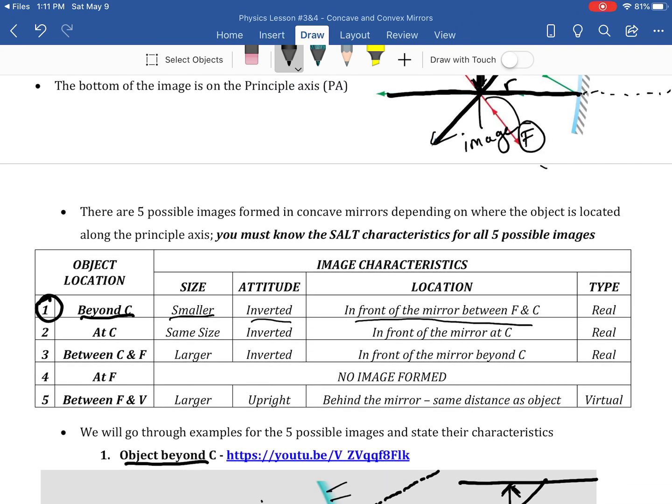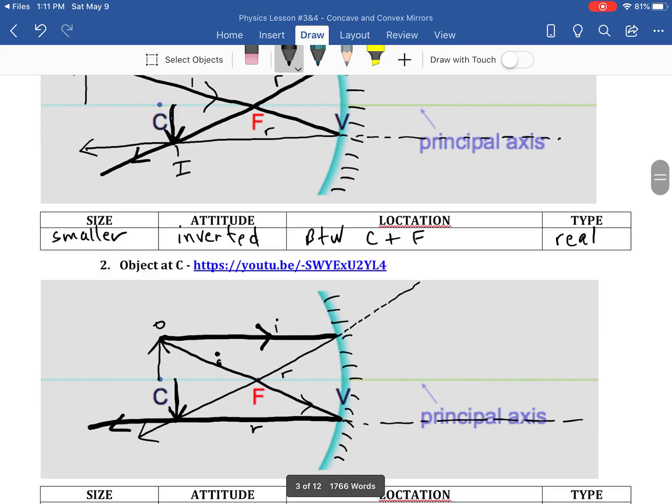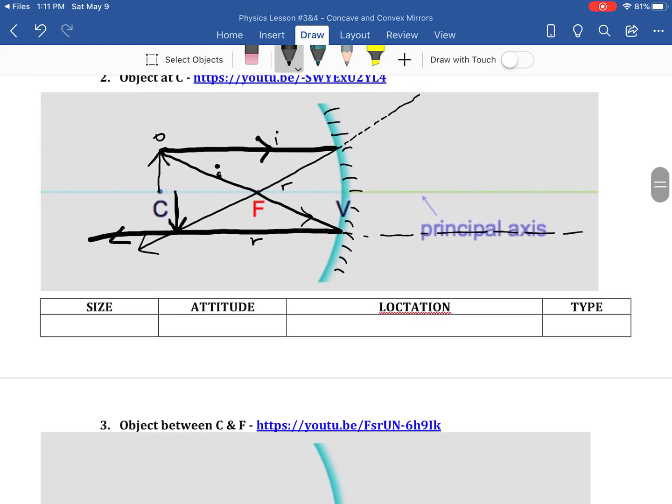Because at C is supposed to be, it's supposed to be at C, but because my lines aren't straight, and you might not get this, it's very hard for it to get at C. So we'll just say it's at C, but really it's just a little bit in front of C. So same size, attitude is inverted, location at C, even though I know it's not at C, but my lines aren't very straight, and this is in front of the mirror.